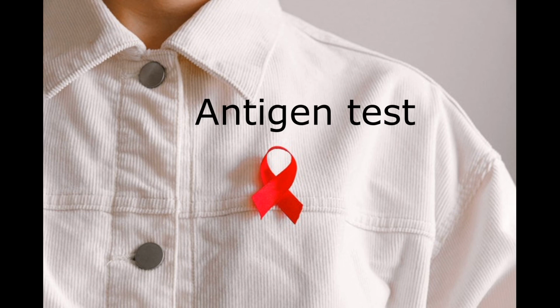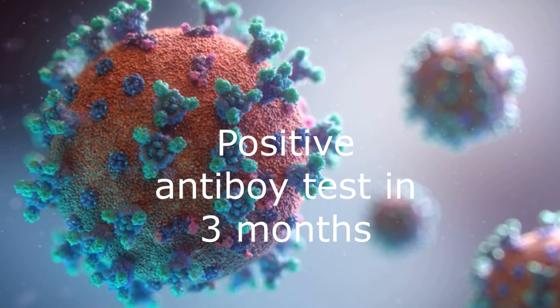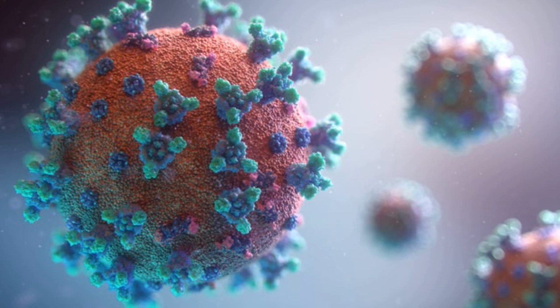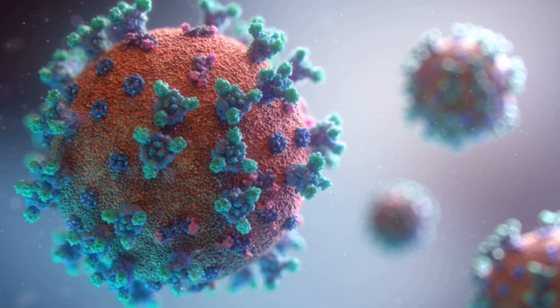Seroconversion occurs between 2 to 8 weeks from the date of infection, and that means the time we are really able to get the antibodies in the infected person's blood. About 90% of people will test positive within 3 months of exposure to the virus, and the rest of the 10% will test positive between 3 to 6 months of exposure.